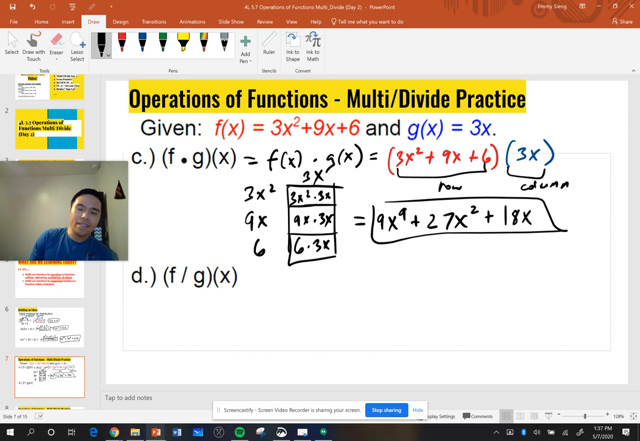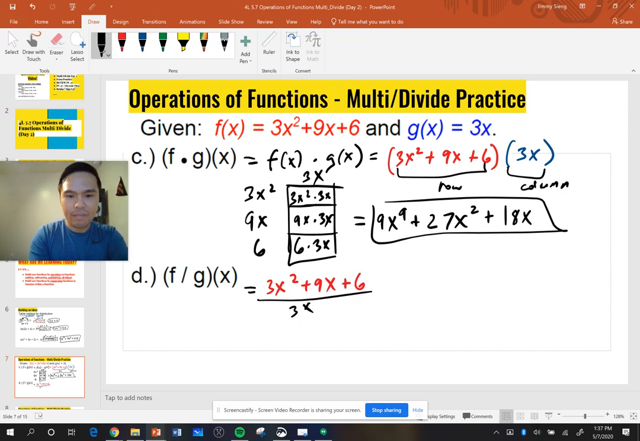Okay, again, this is pretty much matrices. Kind of crazy. Kind of. All right, same thing goes with this. If I was to write this out, I'd take the top, divide by the bottom, right? So I got f over g, which is going to be 3x squared plus 9x plus 6. We're dividing that all by 3x. Whoops, I'll do that in blue.